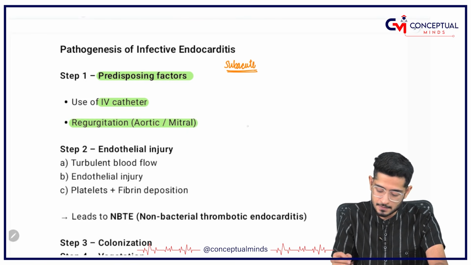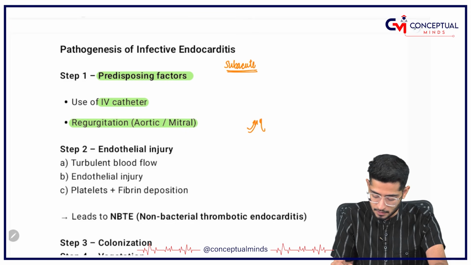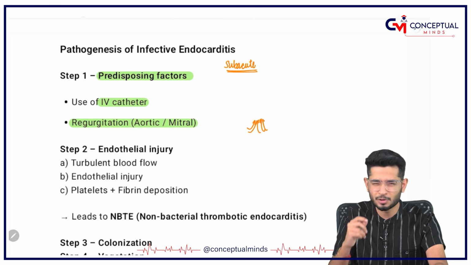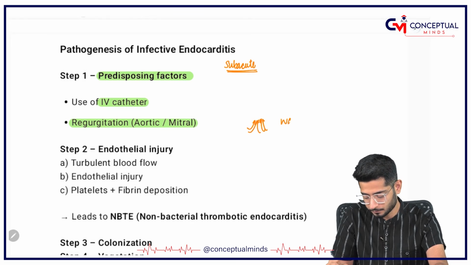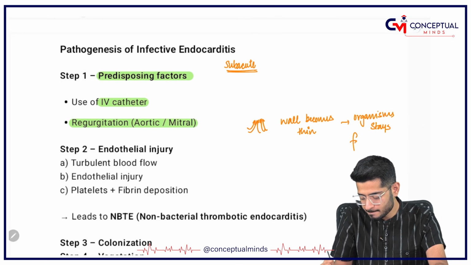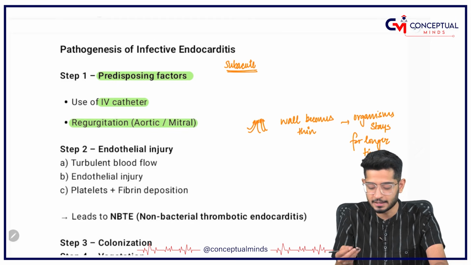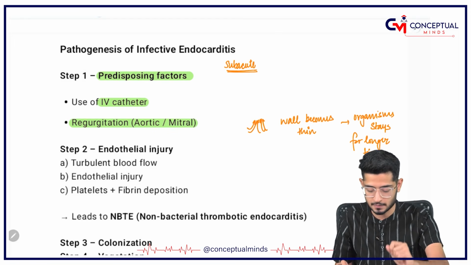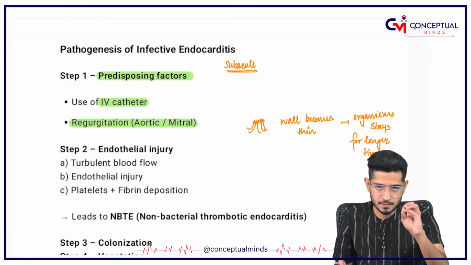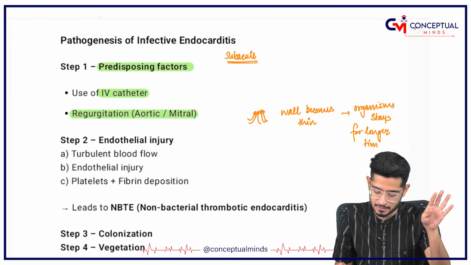What happens is, because of this regurgitation, the wall becomes thin, and the organism stays there for a longer time. Because the organism stays there for a longer time, it causes invasion, leading to infective endocarditis. So first of all, the predisposing factor leads to entry of the organism.